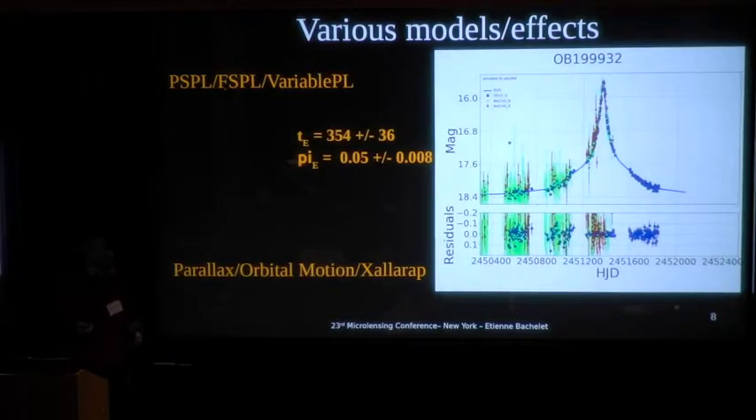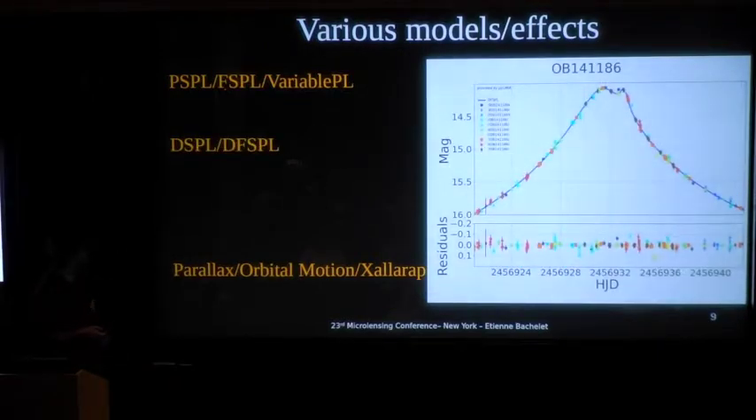Yesterday we saw a lot of talks about black hole candidates, so I decided I would put one in my presentation. I know the true name is not OGLE 19, it's a different name, but I forget it, so I'm sorry about that. So this is a very strong black hole candidate. To do so, you just use a point source point lens, and you automatically have annual parallax, orbital motion, and xallarap if you need. So here we found these values for the fit.